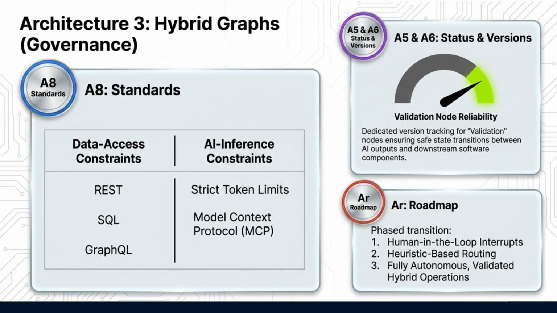Governance for hybrid graphs sets standards for data access and AI inference constraints. The roadmap details a phased transition to fully autonomous, validated hybrid operations, including human-in-the-loop interrupts.